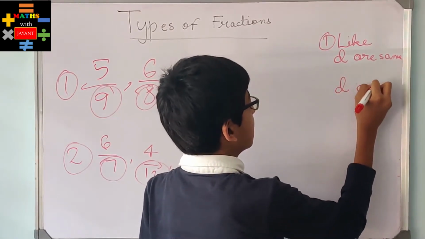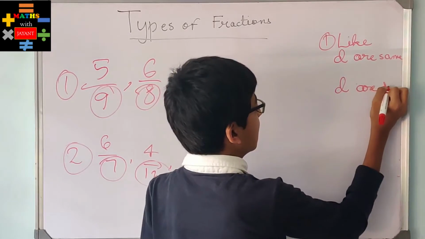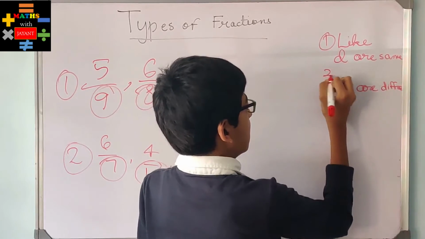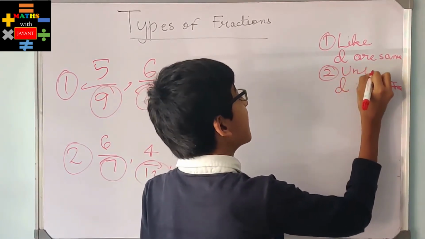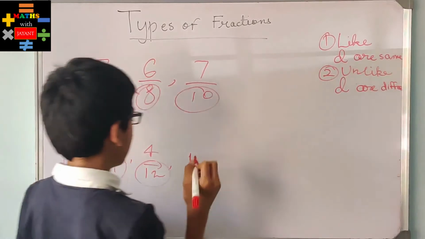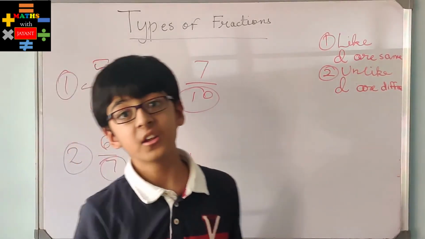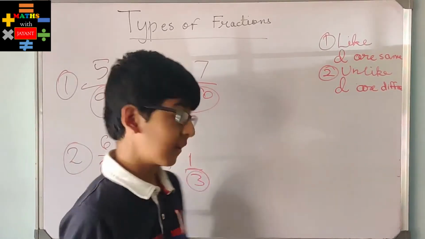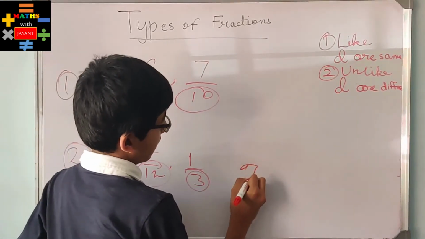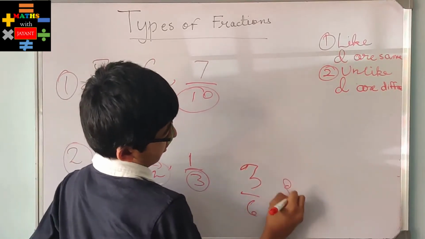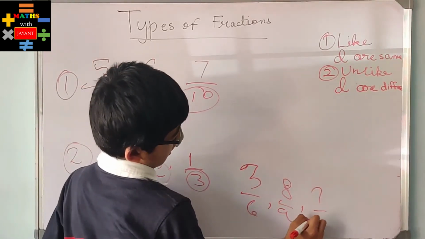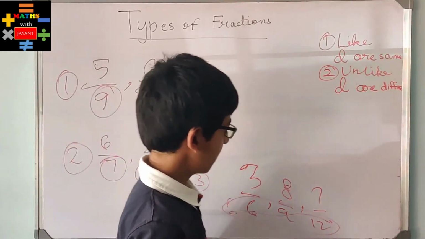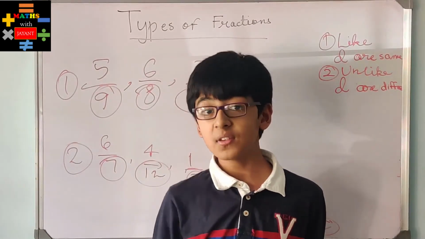The denominators are different. And what are such fractions called? These sort of fractions are called unlike fractions. So like and unlike fractions are opposites. Now we've understood this. Let us look at these fractions now: 3 by 6, 8 by 9 and 7 by 12. In all these fractions also the denominators are different. So even these are unlike fractions.